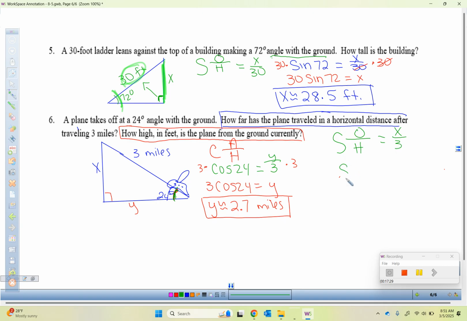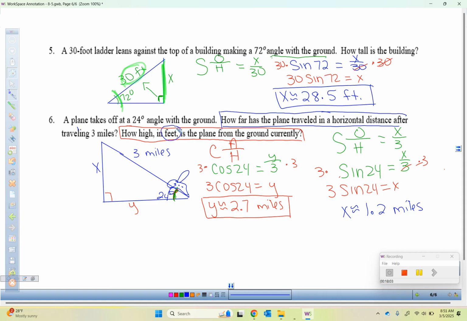Okay. So I would set this up sine 24 equals x over 3. Getting rid of the denominator allows these to cancel, so I have 3 sine 24 equals x. Is x by himself? Good. And so my answer is x is approximately 1.2 miles.